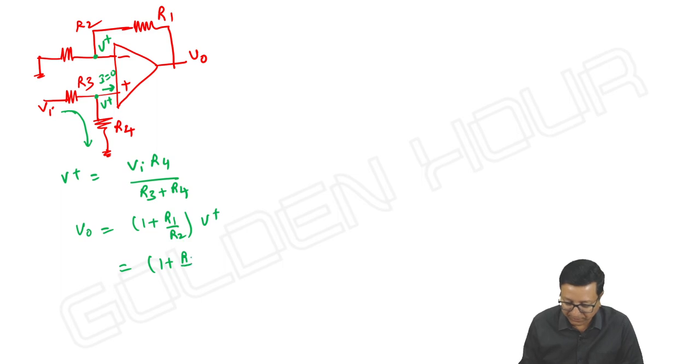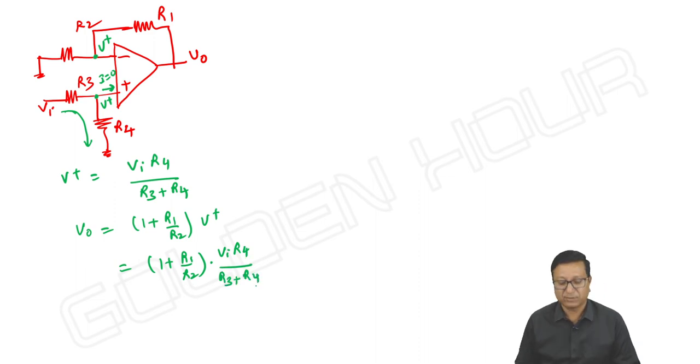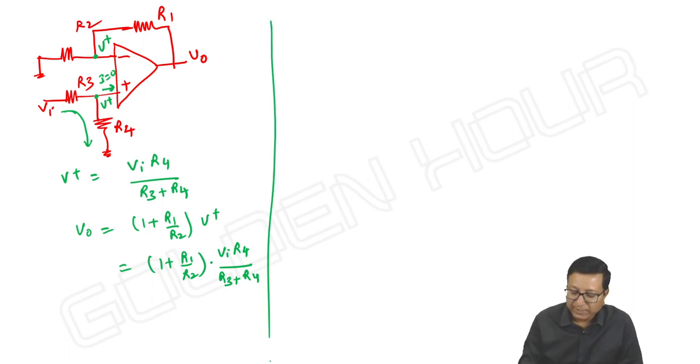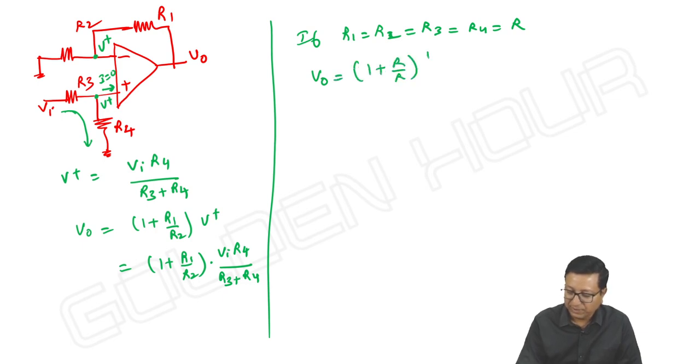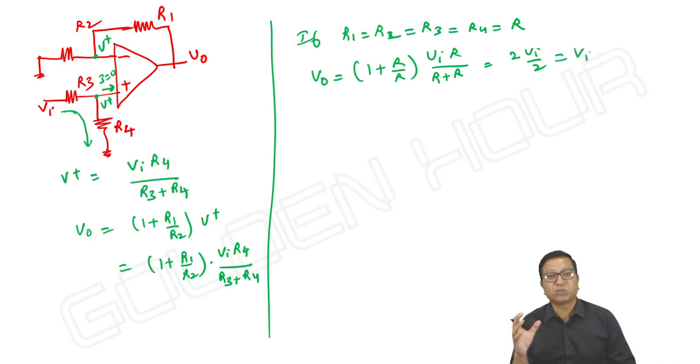Okay, the same thing, R1 by R2 into Vi multiplied with R4 by R3 plus R4. This is how we can write the output equation. In this circuit, suppose R1 is equal to R2 is equal to R3 is equal to R4 is equal to R, all the resistors are equal. Then what is V output? 1 plus R by R into Vi into R by R plus R. It is 2 Vi by 2, that is Vi. Means this circuit behaves like a voltage follower.